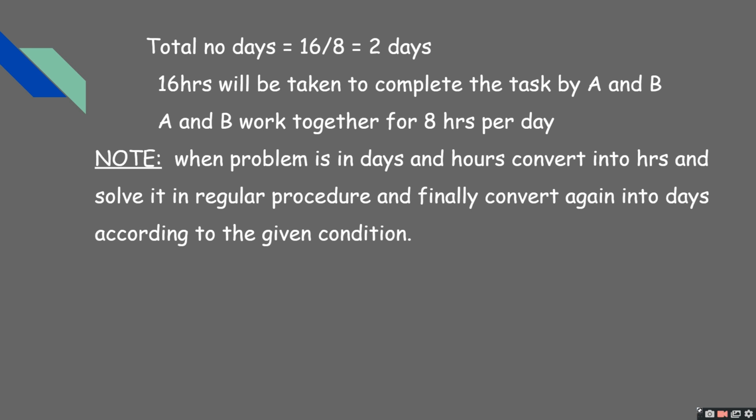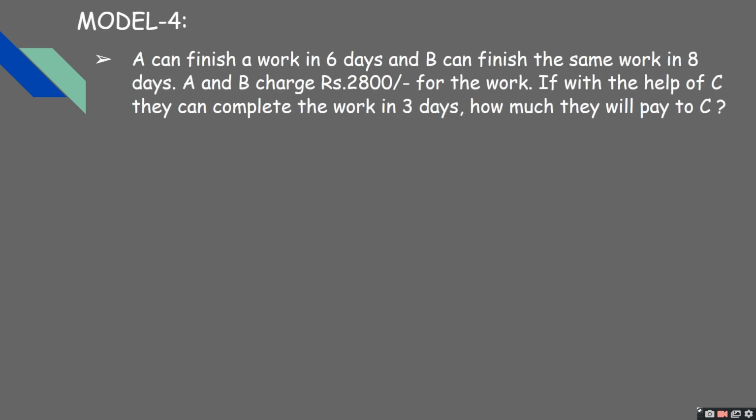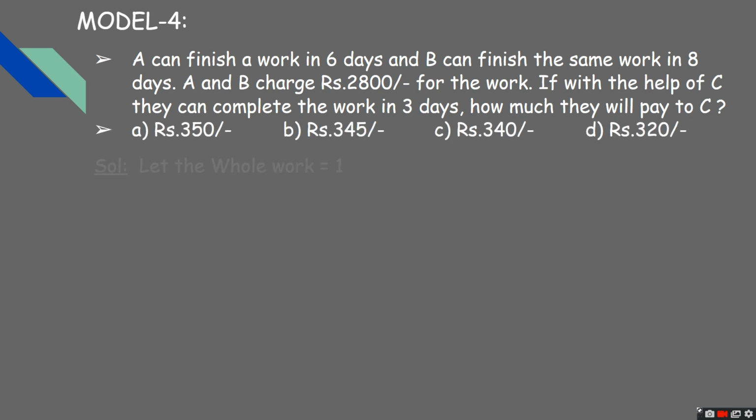Note, when the problem is in days and hours, convert into hours and solve it in the regular procedure. And finally convert again into days according to the given condition. Coming to the next model, the question is: A can finish a work in 6 days and B can finish the work in 8 days. A and B charge 2800 rupees for the work. If with the help of C, they can complete the work in 3 days, how much will they pay to C?